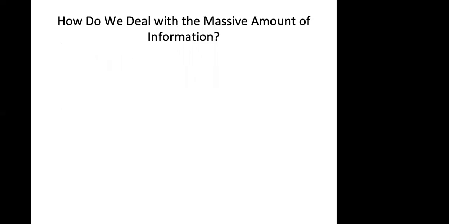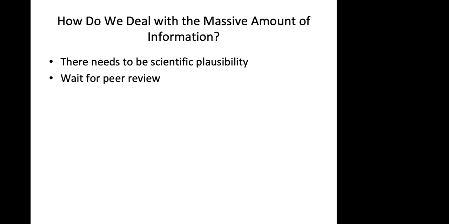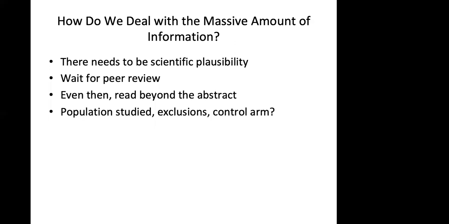And then in terms of treatment options, how do you deal with a massive amount of information on the internet? There has to be scientific plausibility. Things have to make sense. There has to be a scientific base to what people are trying to sell you in terms of information. You really need to wait for peer review. I understand that when you're faced with a critical patient on the floor, it's difficult to wait. But if you're going to read an unpublished manuscript prior to peer review, you have to make sure you do your own critical appraisal of the paper, and you have to read beyond the abstract.